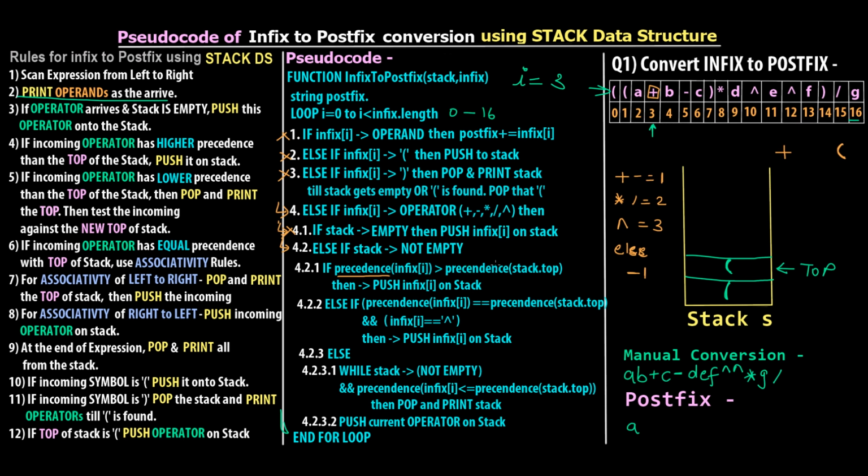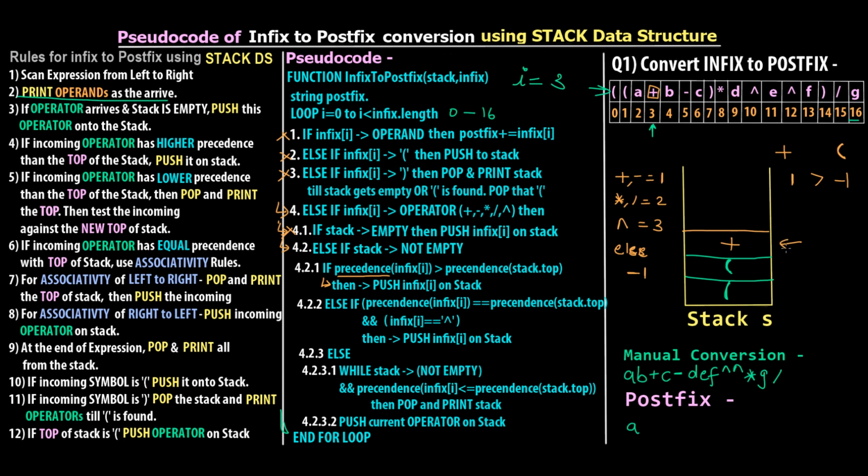So what will happen? The precedence of stack of top, this opening bracket, will be minus 1 because it is not considered as an operator. Precedence of plus and minus will be 1. So 1 is obviously greater than minus 1. So this 4.2.1 will be true, and we will push this infix of I, which is currently infix of 3, which is plus, onto the stack. So plus will be now pushed onto the stack, and now the new top of the stack will be plus. Okay, so I hope you're understanding this.